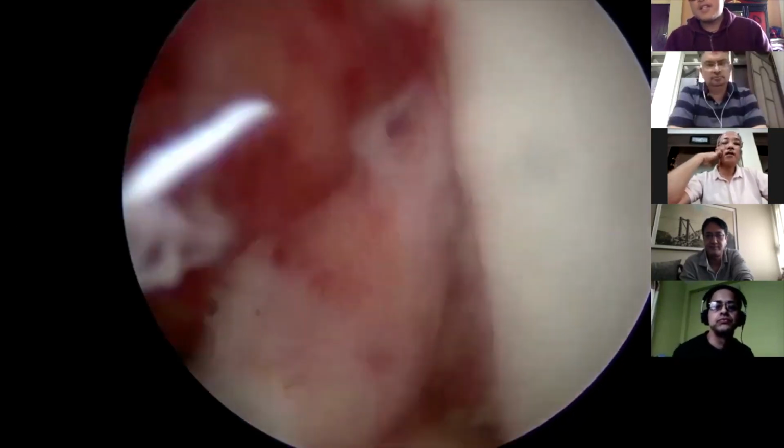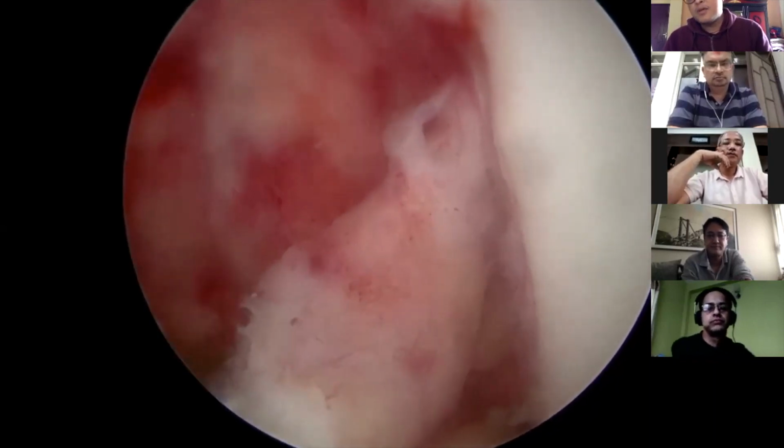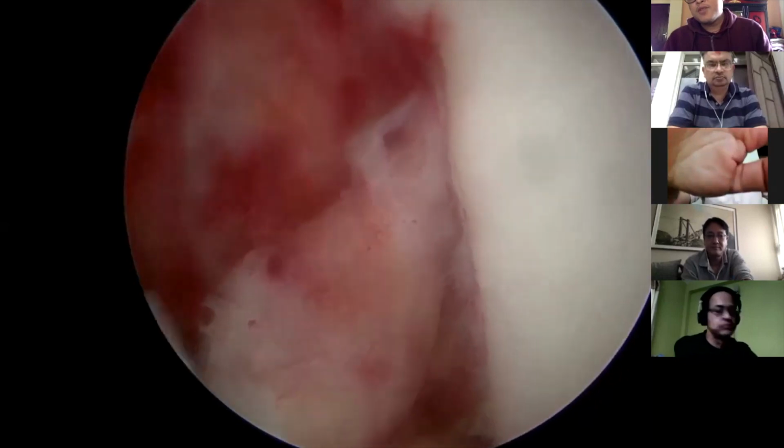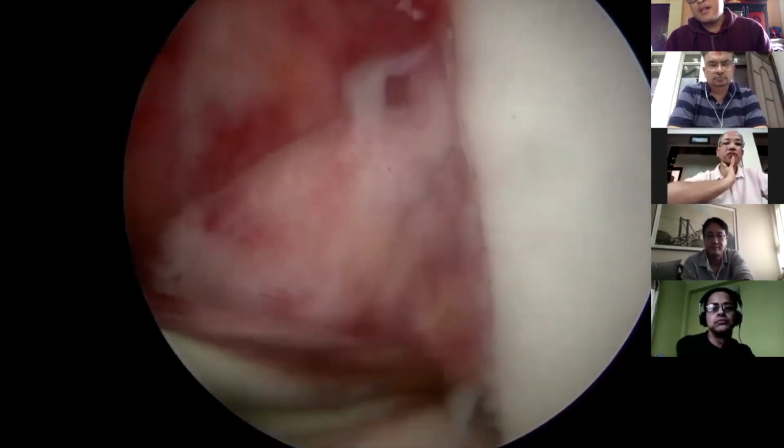So this was his arthroscopic picture. After the meniscus has been addressed, this was his arthroscopic picture. There was a good amount of remnant, and the remnant had gone and attached to the lateral femoral condyle.